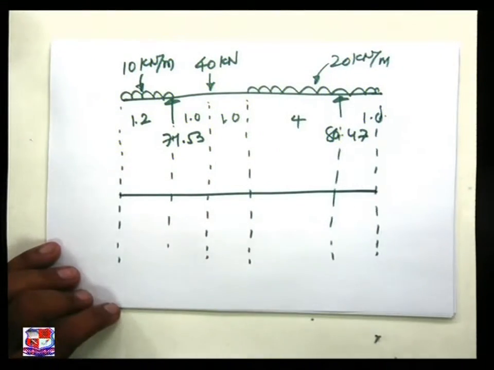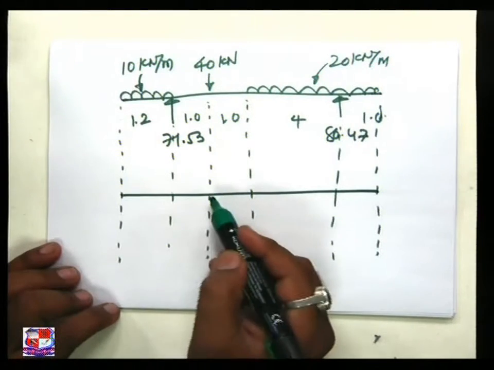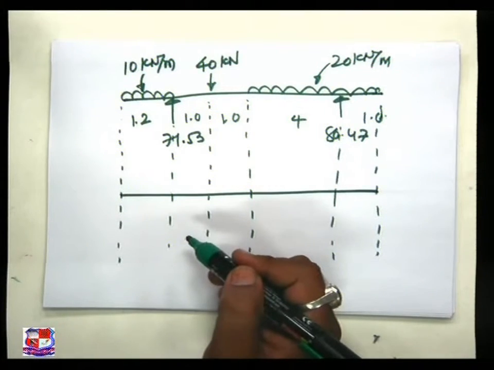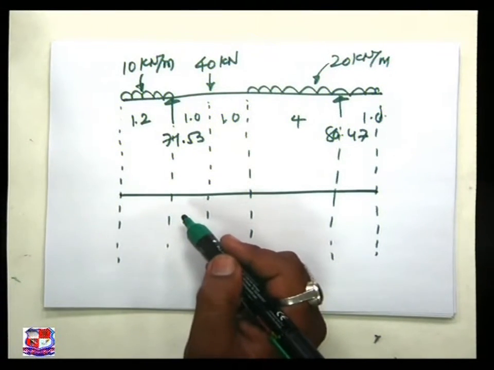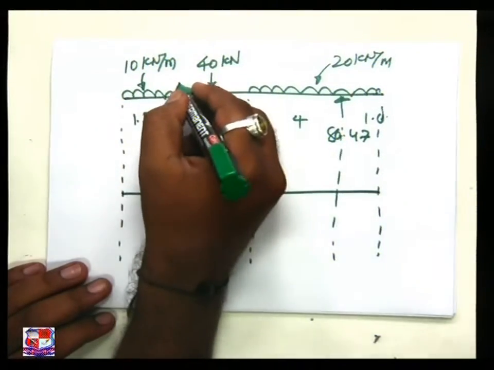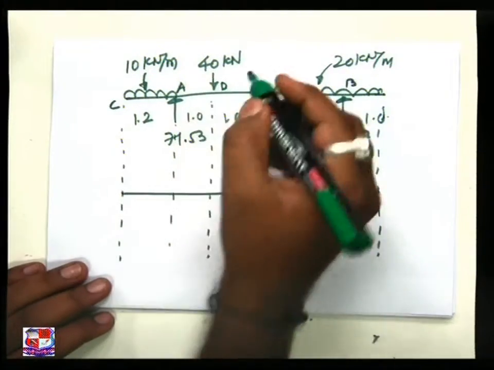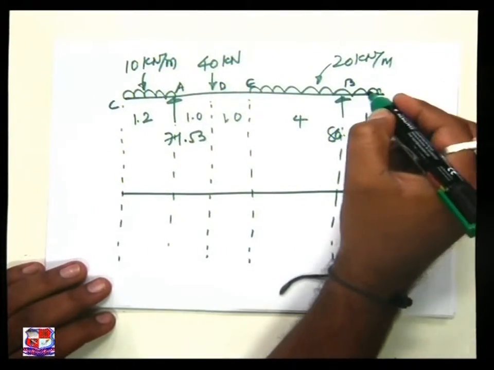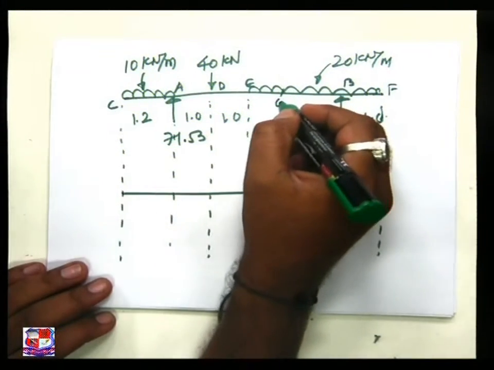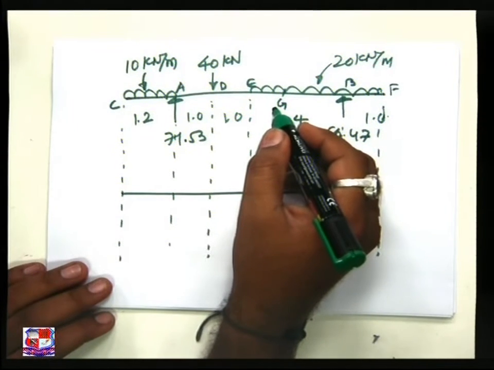Baseline. All the positive values are drawn above the baseline, negative values are all below the baseline. These are the basic things that we know already. Now let us give the nomenclature. If this is my A, this is B, then this is C, D, E, F, and the point G, where we found the shear force is 0.